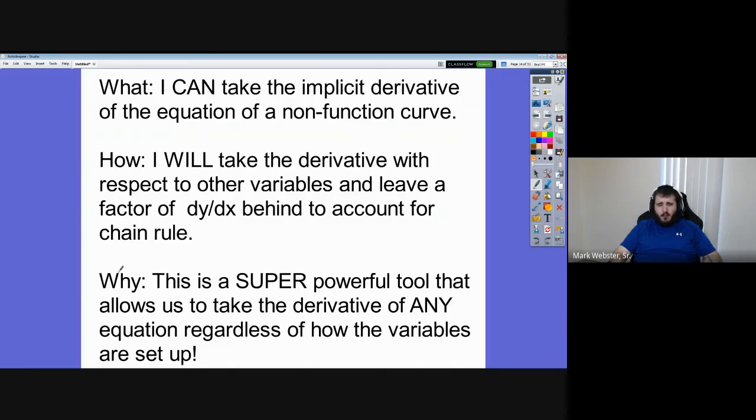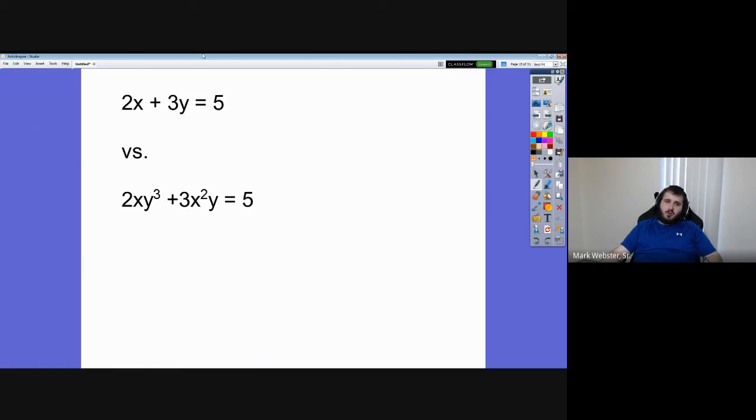And the reason why we're going to do this is that it's a really powerful tool, because up until now we've only been able to take the derivative of a function. Now we can take the derivative of any equation, whether it's a function or not, no matter how the variables are set up. So let's go ahead and look at these two equations.